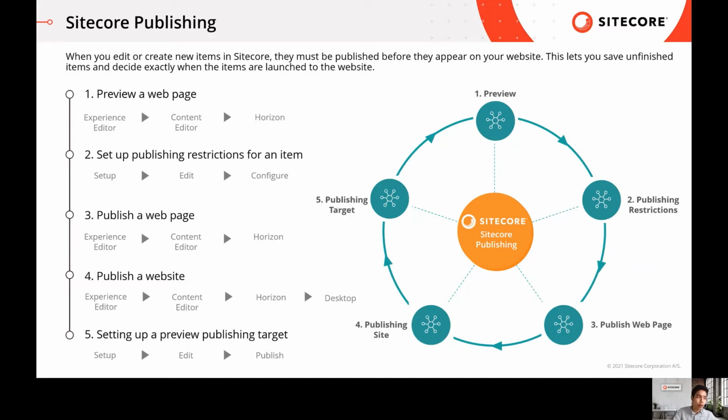In this episode, we're going to discuss the five pillars. The first one is previewing a web page, where I'm going to walk you through how you can do this using Experience Editor, Content Editor, as well as Horizon. At the same time, we'll see how you can set up and configure publishing restrictions. And of course, how you can publish a web page through different Sitecore interfaces, publish a website, and last but not least, how you can set up your preview publishing targets.